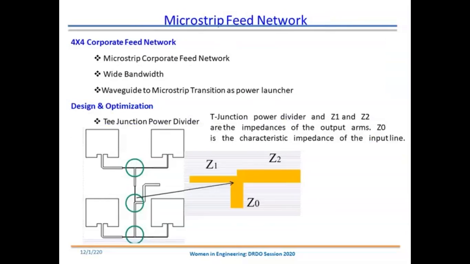The other feed network is this microstrip feed network, where we have used this 4x4 element. The patch element is fed by this microstrip feed network. We have gone ahead with this corporate feed network, because it gives us wide bandwidth, and it is basically a T junction. This T junction is composed of these impedances. By controlling the impedances of the line, we will be able to optimize the powers coming at the two ports of this feed network.